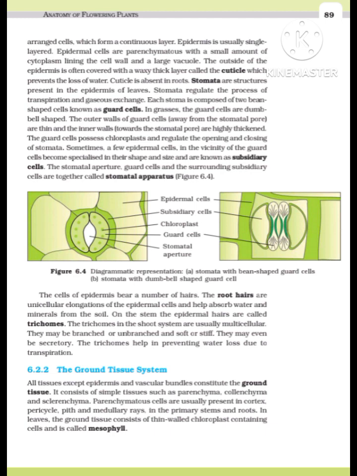6.2.2 The ground tissue system. All tissues except epidermis and vascular bundles constitute the ground tissue. It consists of simple tissues such as parenchyma, collenchyma, and sclerenchyma. Parenchymatous cells are usually present in cortex, pericycle, pith, and medullary rays, in the primary stems and roots. In leaves, the ground tissue consists of thin-walled chloroplast-containing cells and is called mesophyll.